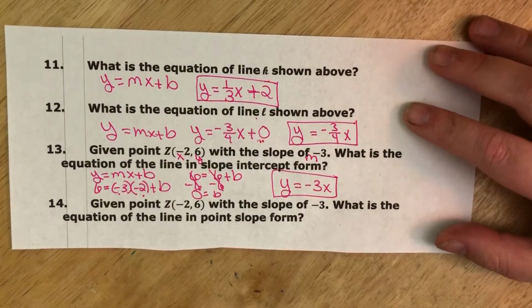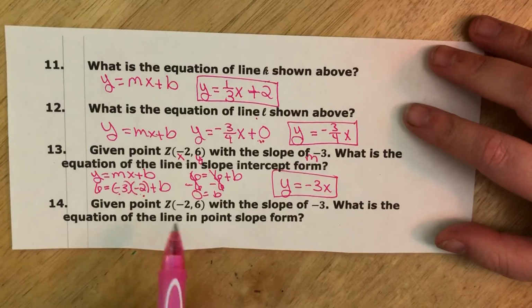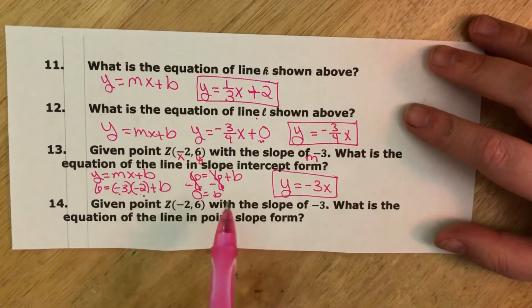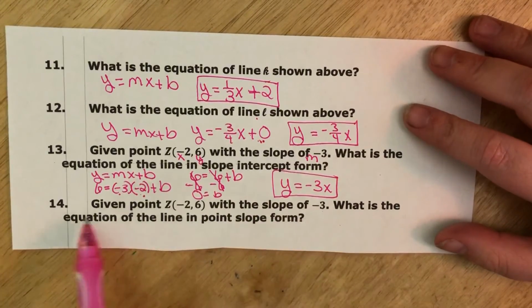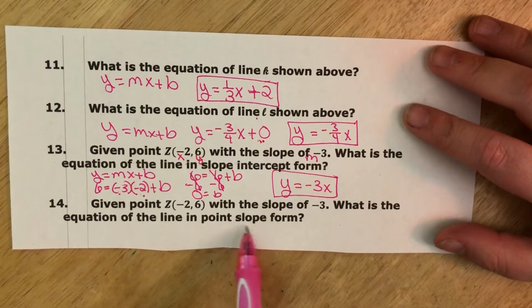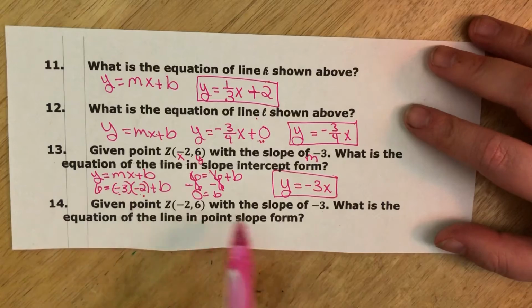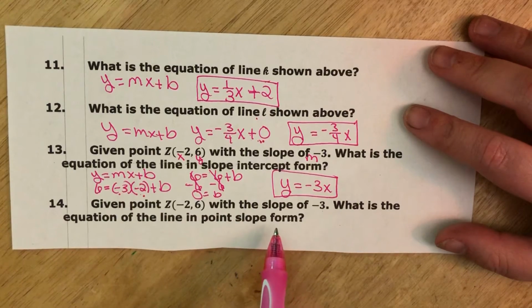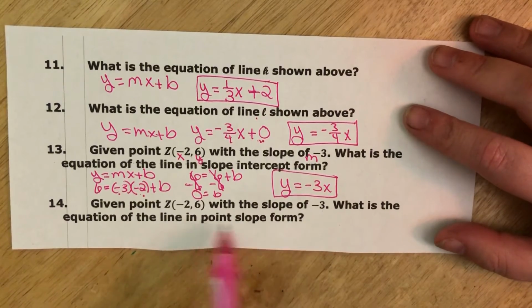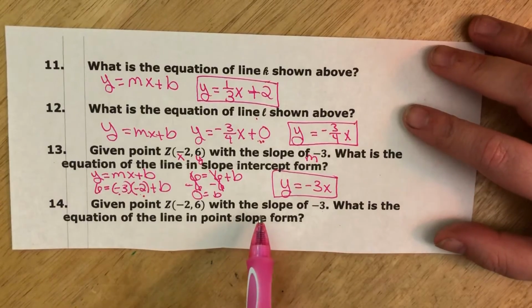Last question on this page: given point Z is at -2, 6 with a slope of -3, what is the equation of the line in point-slope form? If you are in my regular class, we didn't cover point-slope, but if you are in my pre-AP, you need to know this.